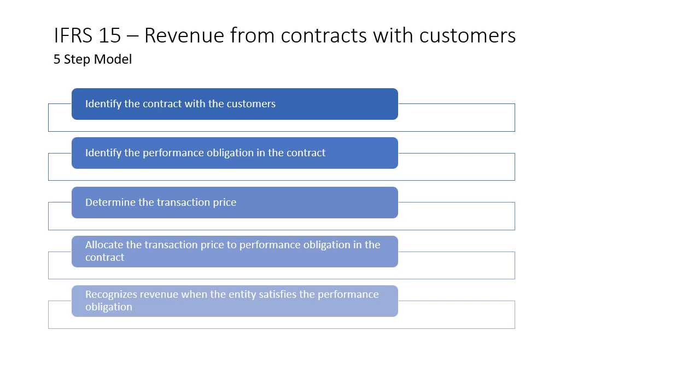Once the transaction price is allocated to the performance obligations, the next step would be to recognize revenue as and when the entity satisfies the performance obligation. Now, this can happen at a point in time or over time.